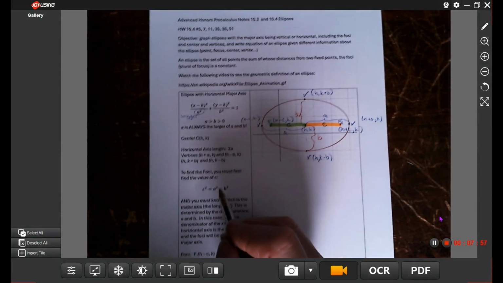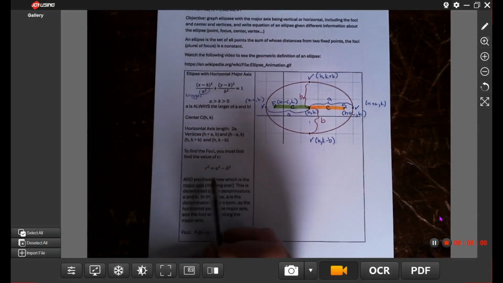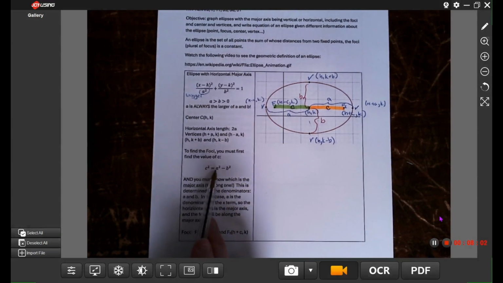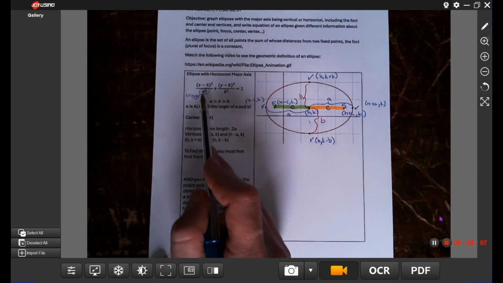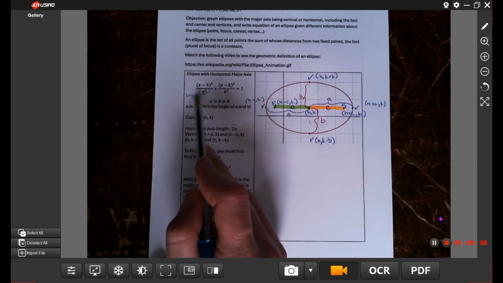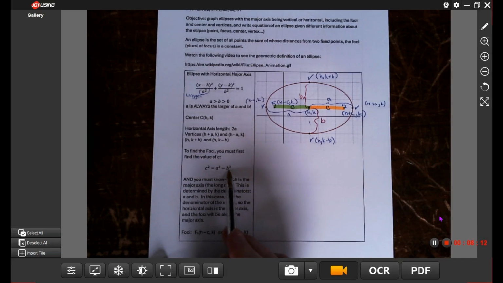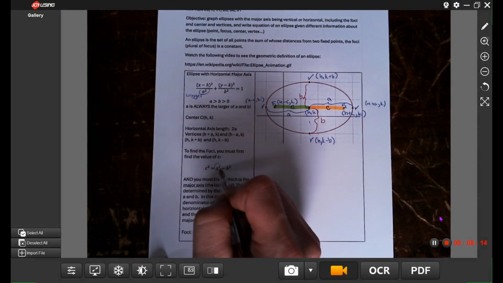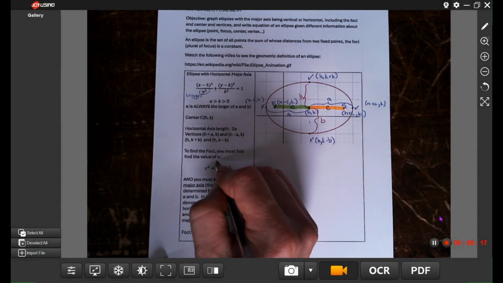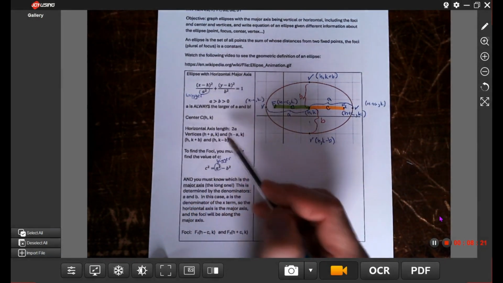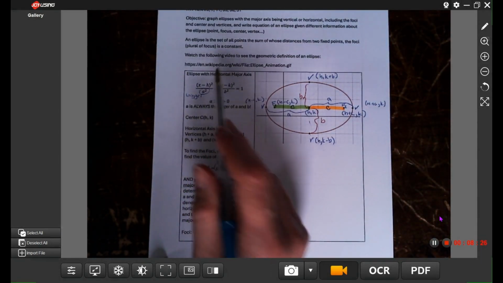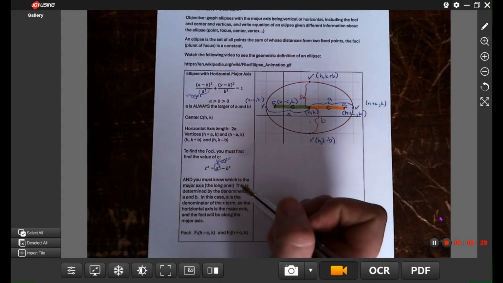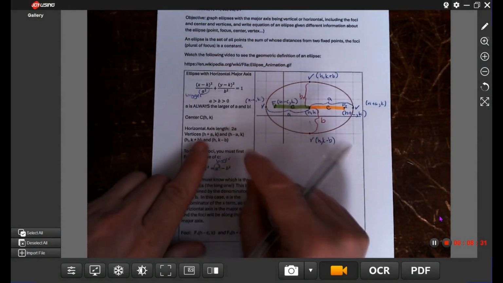Well, how do we find c? c squared is equal to a squared minus b squared. Notice that since a squared is the bigger one, when you take a squared minus b squared, you're going to get a positive number. That's important because otherwise you can't solve it. So a squared is the bigger number. And when we have one in this form where the bigger number is under the x term, we get a horizontal major axis.